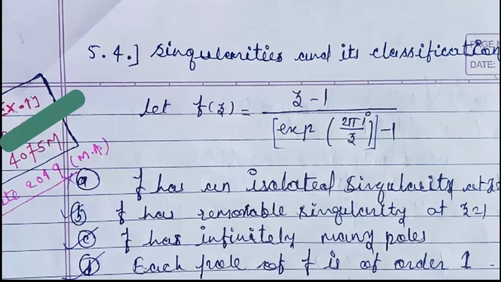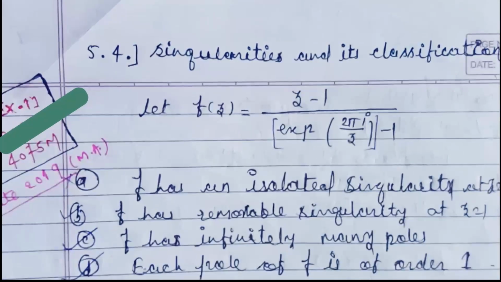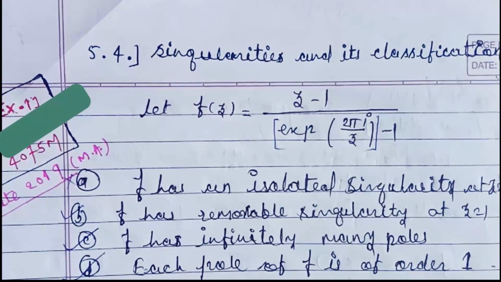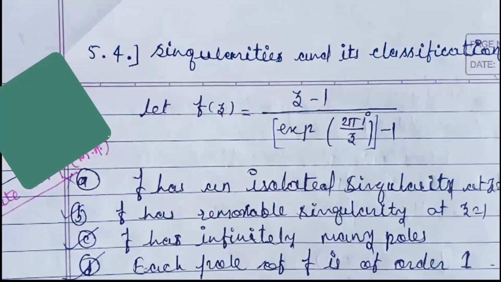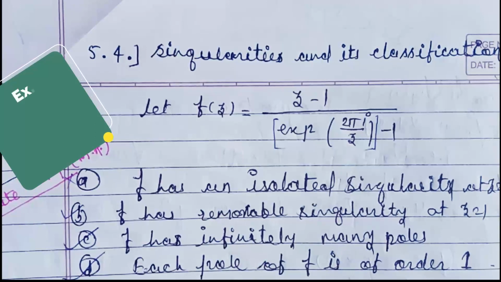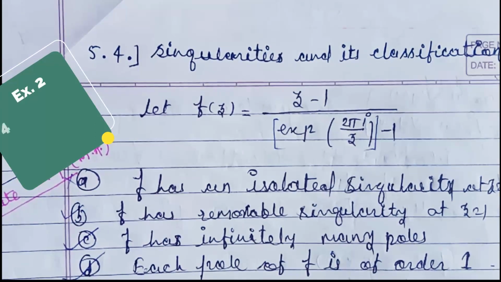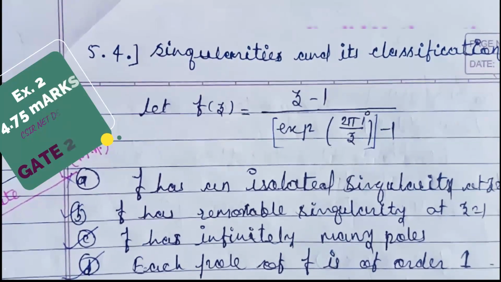Now, today we are going to learn singularity and classification using some of the examples from CSIR Net and GATE. Our today's lecture is based on singularity like removable singularity, poles, isolated, non-isolated singularity and branch point.